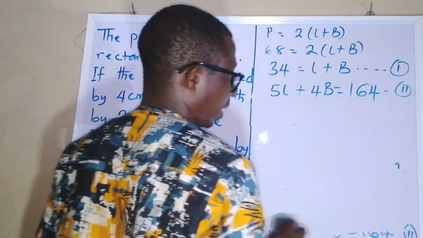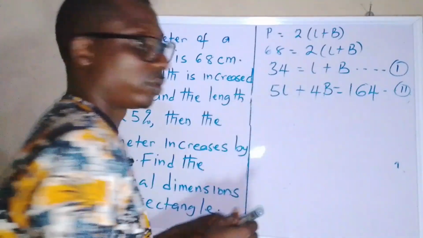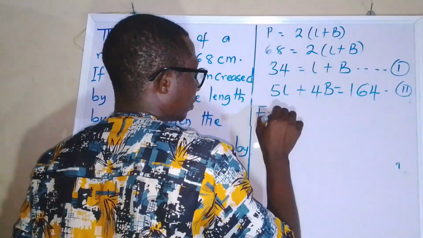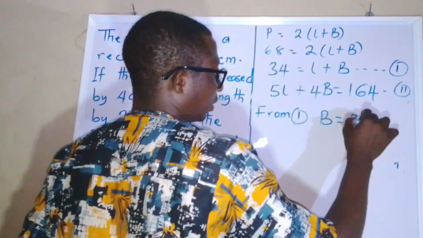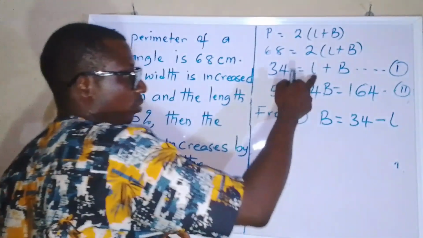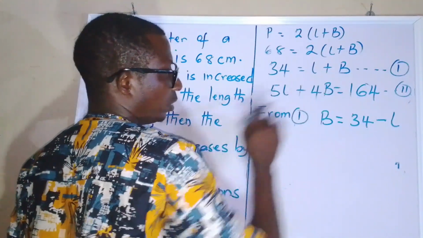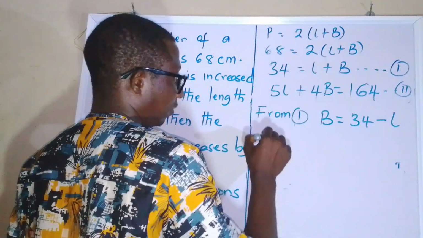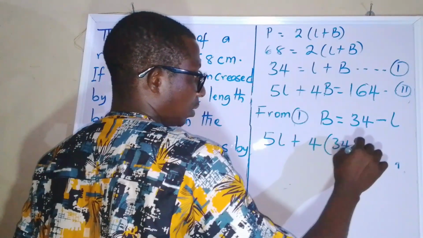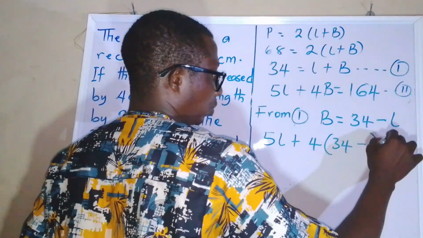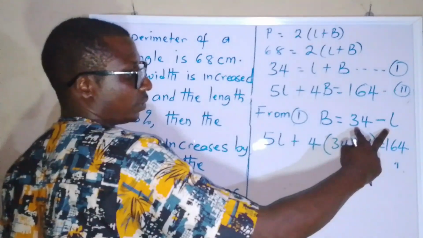Alright, so now here you can make B the subject of the formula in equation 1. So we say from 1, we have B equals 34 minus L. So you now substitute B into this equation. So we have 5L plus 4 open bracket 34 minus L close bracket equals 164. Now our B has been replaced with this.